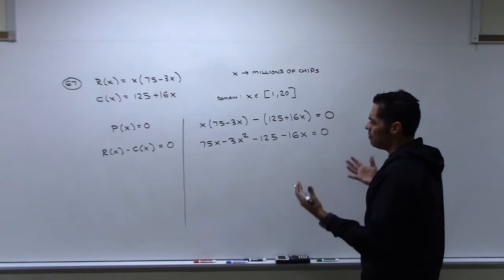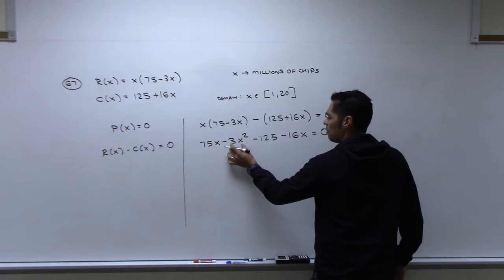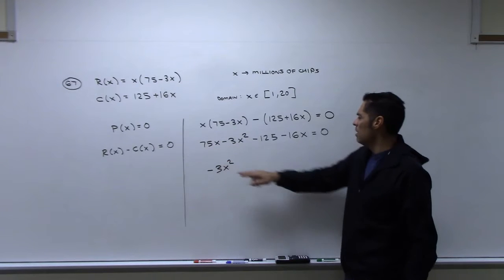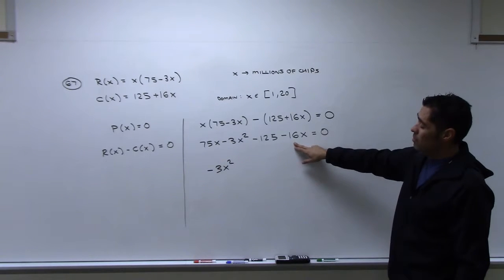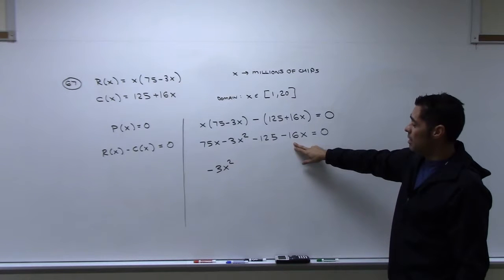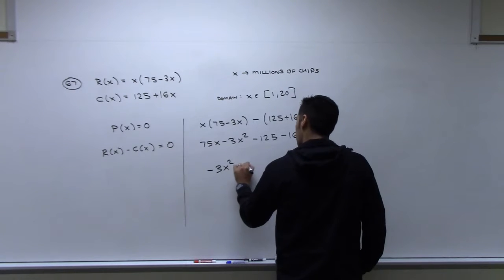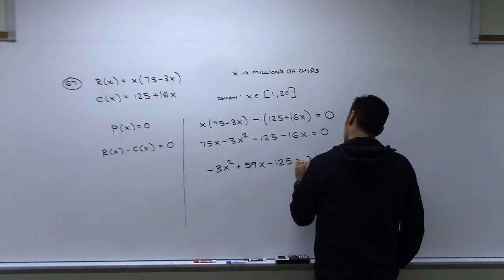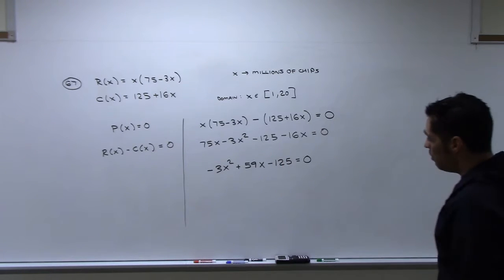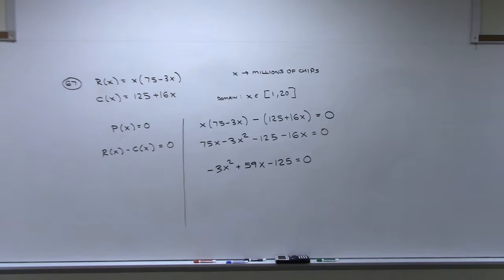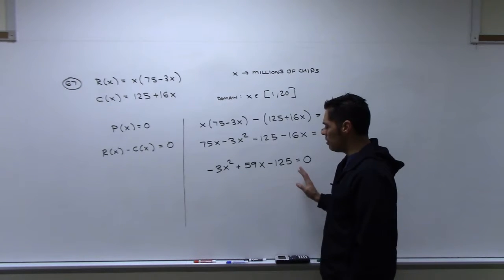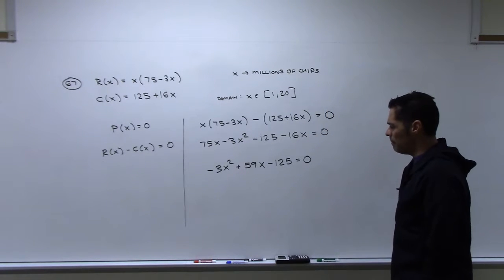I'm going to collect like terms and put them in descending order. So negative 3X squared is the only X squared term I have. I have 75 X's. I'm going to take away 16 X's, which is going to be what, 59? Let's see, I can't do simple math. 6 and 5, yeah, 59X. So plus 59X, and then minus 125 equals 0. Okay, at this point, we try and see what we can do to solve this. This is a quadratic equation, and unfortunately, I do not believe this is going to factor easily, so we're going to just go to the quadratic formula.